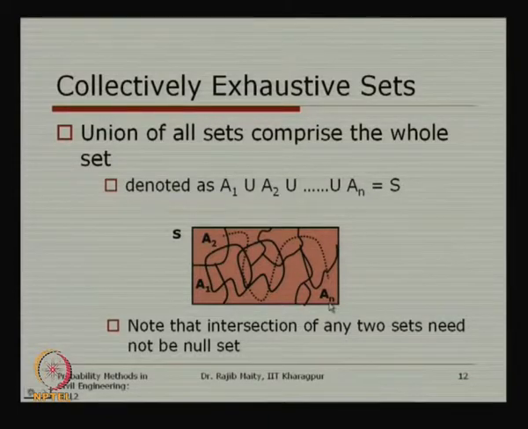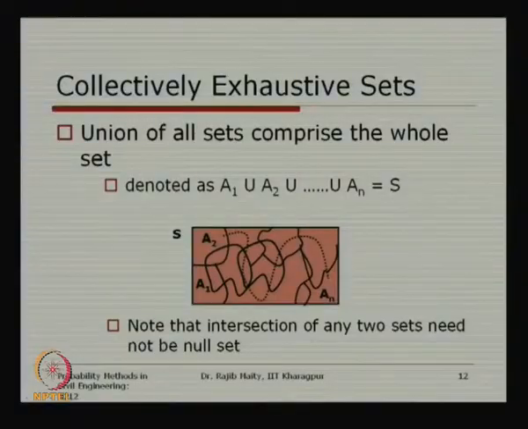In the example of throwing a die, if I say that one event is less than 4 and another event is greater than 2, and I take the union of these two, obviously the union will consist of all possible outcomes from 1 to 6. For the two sets, less than 4 and greater than 2, there may be some intersection, but if I take the union of these two, it consists of the full possible set. So these two events are collectively exhaustive sets.